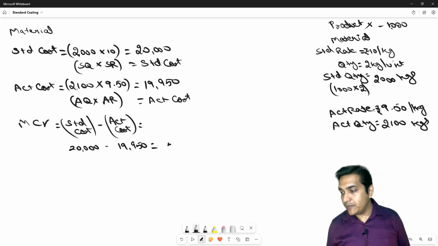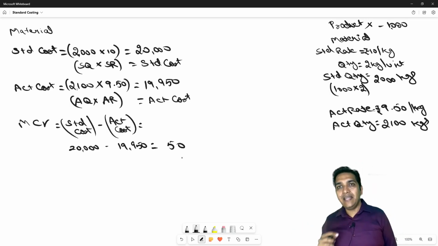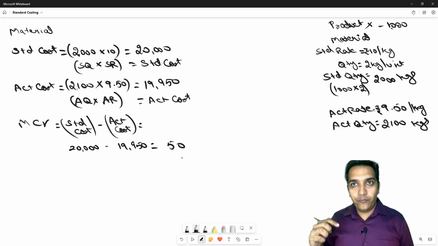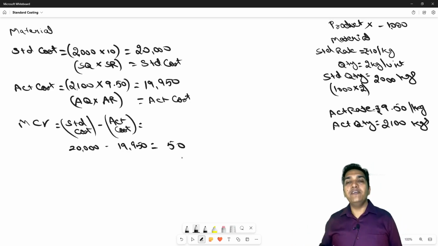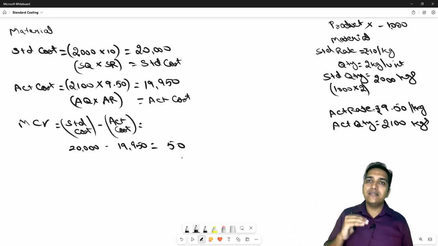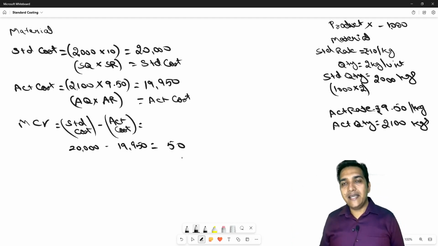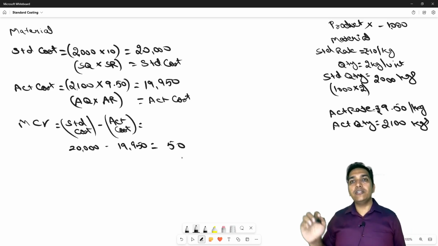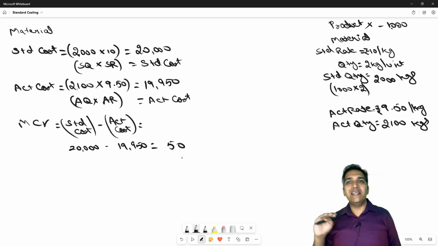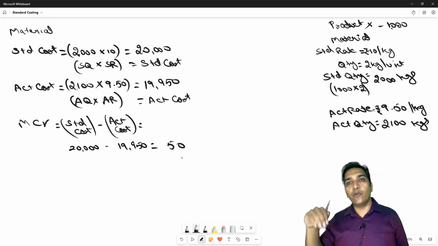It is 50 rupees. Now this 50 rupees is either favorable to me or unfavorable to me. Have I saved 50 rupees or have I spent an excess 50 rupees? Is it a kind of profit to me or is it a loss to me? In this case, it is profit, because my actual cost is less than my standard cost. So it is a profit to me.